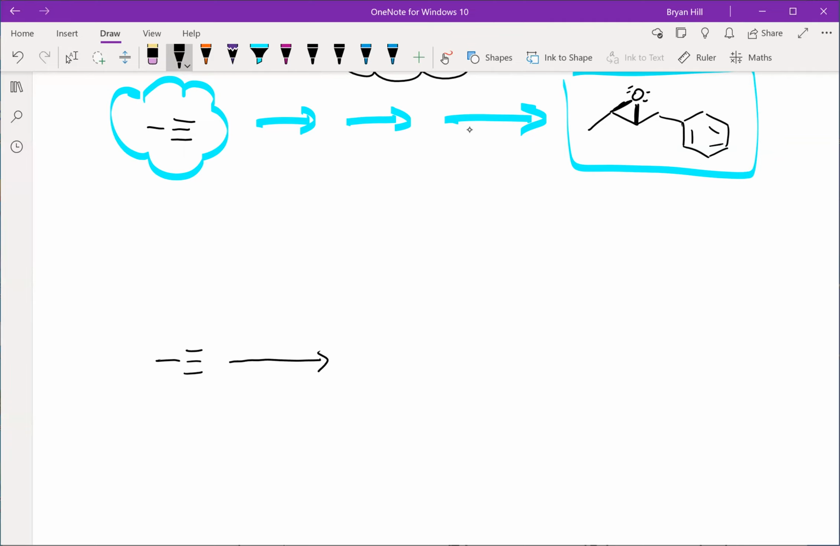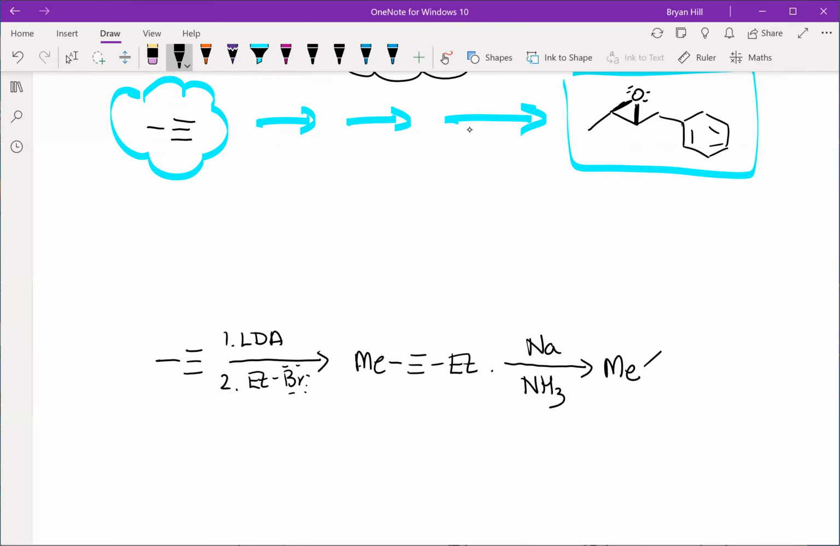Okay, I'm going to do an LDA reaction: one, LDA, two, ethyl bromide. Okay, so that's going to make our methyl. Then what reaction do I want to do? I want to do a dissolving metal reduction to give me the trans double bond. Then what do I want to do?